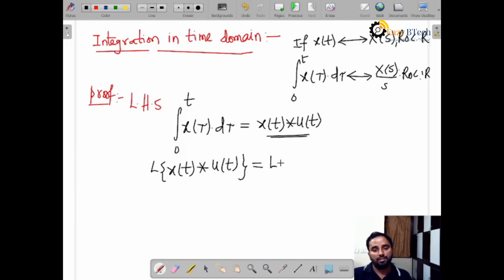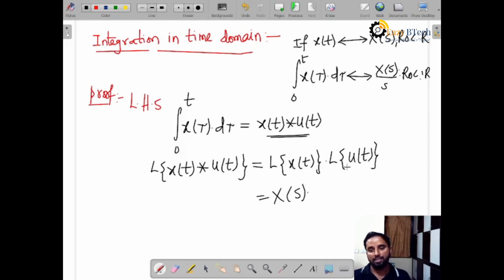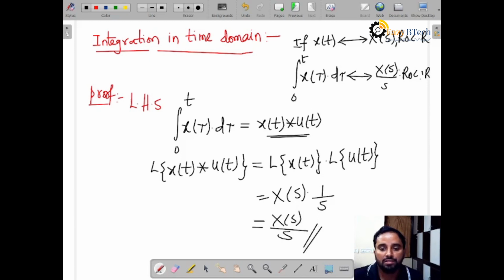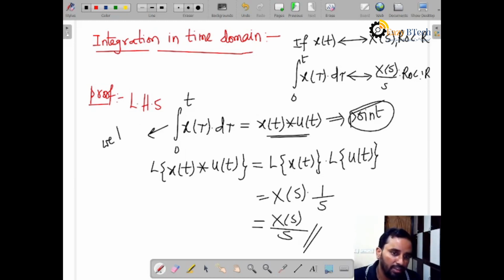Convolution in time domain becomes multiplication in the s domain, or frequency domain. So the Laplace transform of x of t multiplied by the Laplace transform of u of t. Right or not? The Laplace transform of x of t is x of s, and the Laplace transform of u of t is 1 by s. So finally we get x of s by s. Very simple. The point here is that x of t convolution u of t is equal to the integral 0 to t of x of tau d tau, which we already know. So by this we get the time integration property.